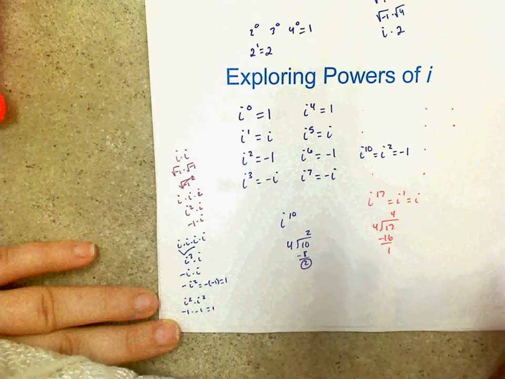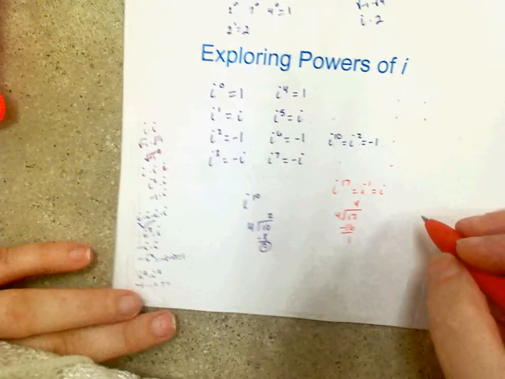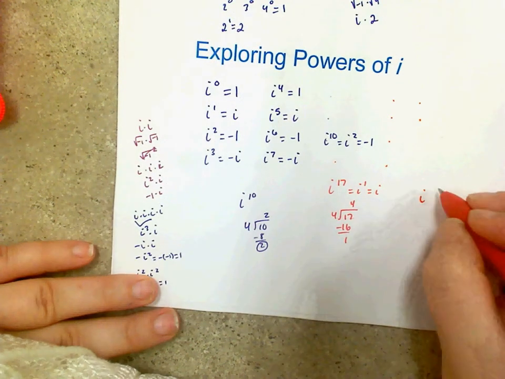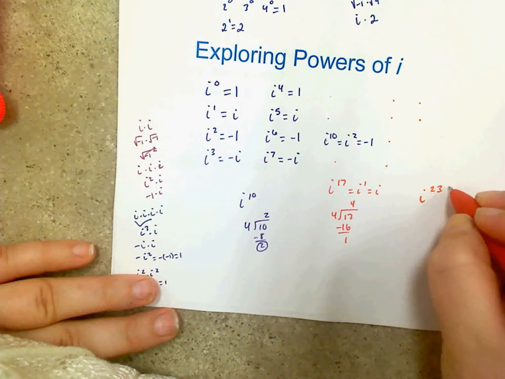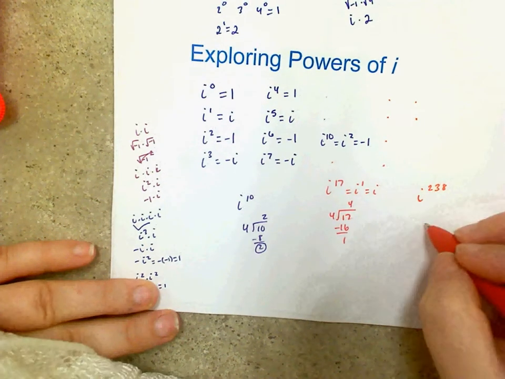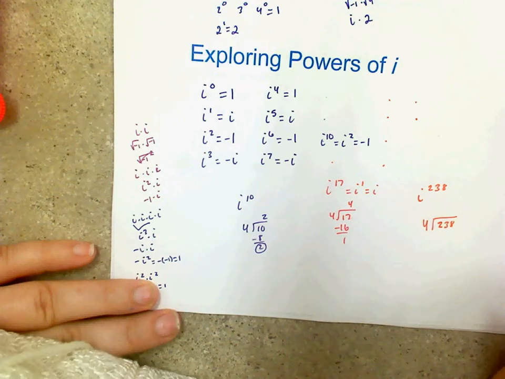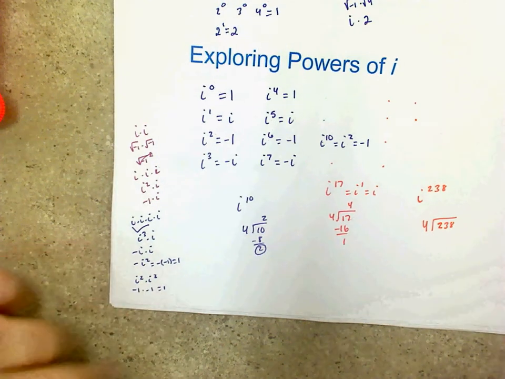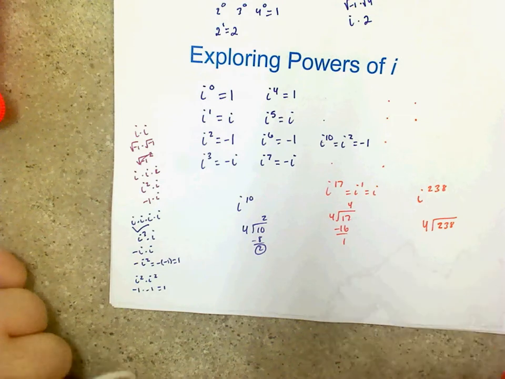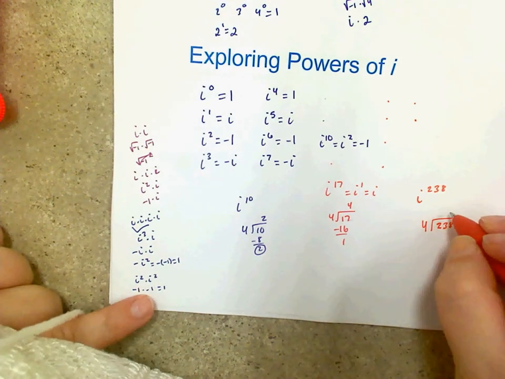Okay? So then if I need to figure out what i to the 238th is, well, then 4 goes into 238, and I do expect you to do long division on your homework. I don't expect you to use your calculator, and I expect to see this, okay? 4 goes into 23, let's see.